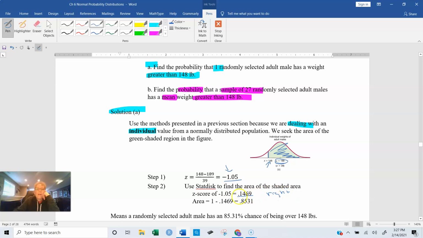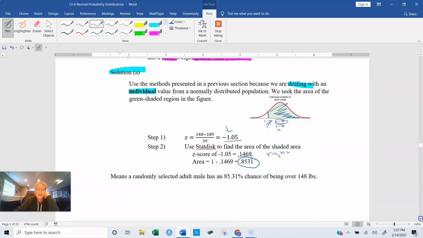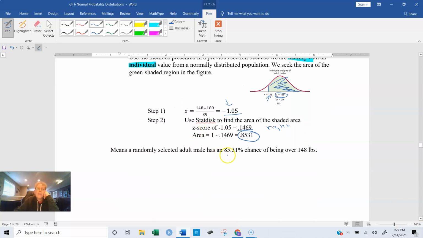Okay? Sorry, that's if you looked at the left side. You could look directly at the right side and it would give you the answer, 0.8531. If you're using your A table, you will have to subtract from 1. I should not have put that in there. Okay, so you got 0.85. So there's an 85% chance that if I pick one guy, he's going to be over 148 pounds.